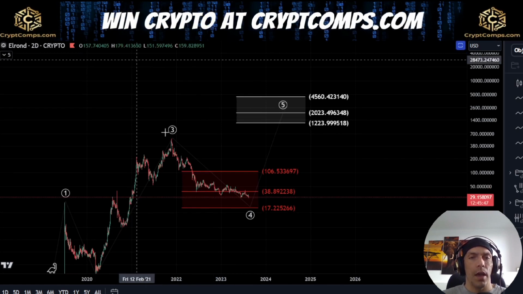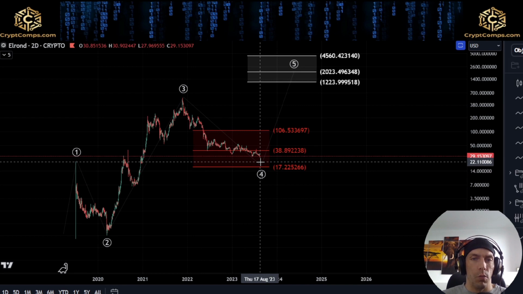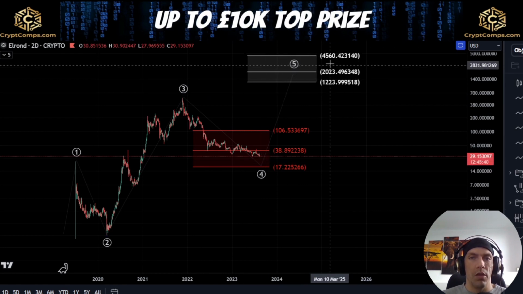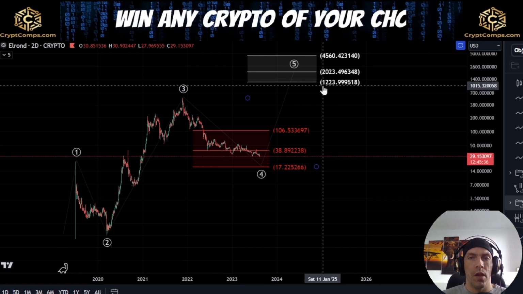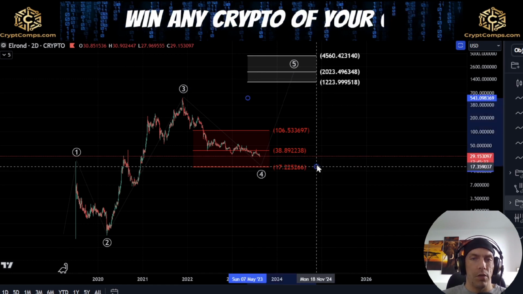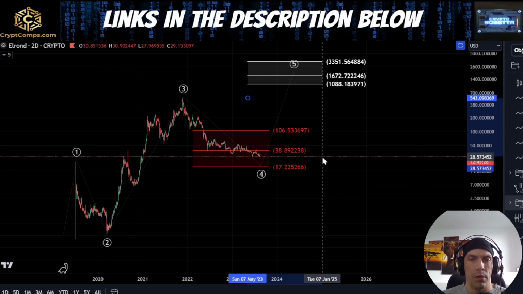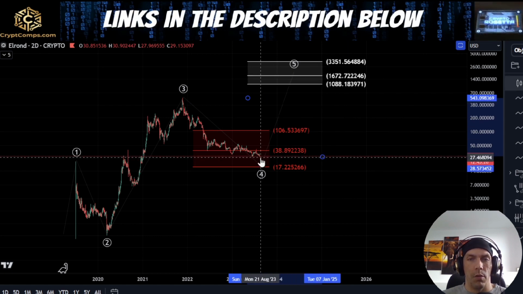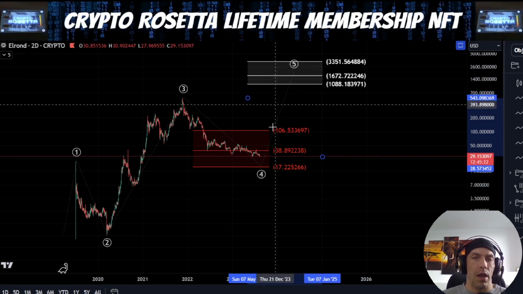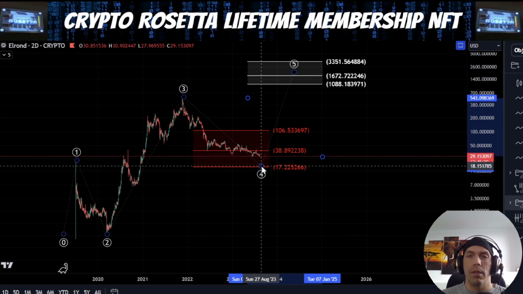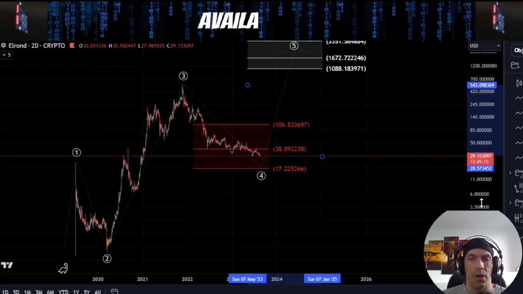Now, if we are looking at this idea of a fourth wave, we have a couple of ways we can count these internal waves here, but what we'd be looking for after completion would be a move up towards this 4,560 to this 1223. Now, this would be based off of coming into that 50%, but because we can't cross this wave 1, I'm actually going to change this and put this into this area that we are currently. So this would be 3,351 to this 1,081 level. Now, if we are looking at this potential, we'd want to start to see price reacting in the target box that we're currently sitting in.